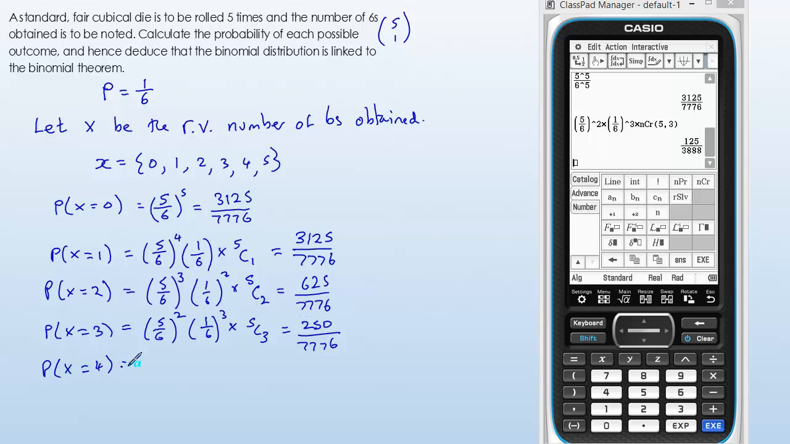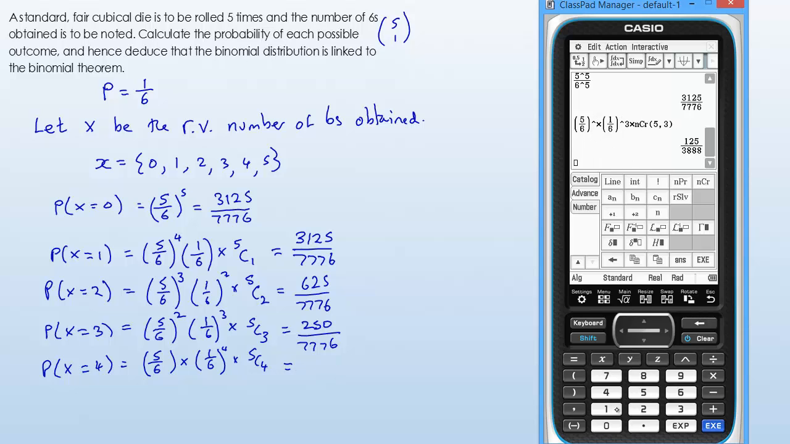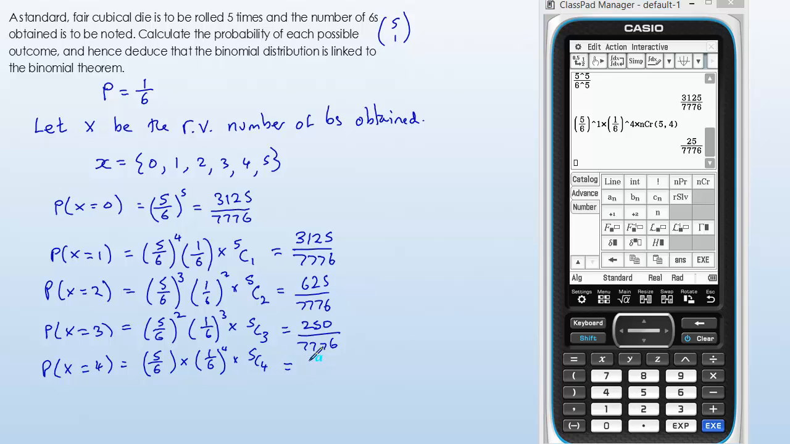So x is 4, so that's just going to be 5/6, this time to the power 1. And then we'll have our 1/6 to the power 4, and of course there's 5C4 places now. So reduce this power down to 1, and then increase that one to 4, and 4, so that's 25 over 7776.